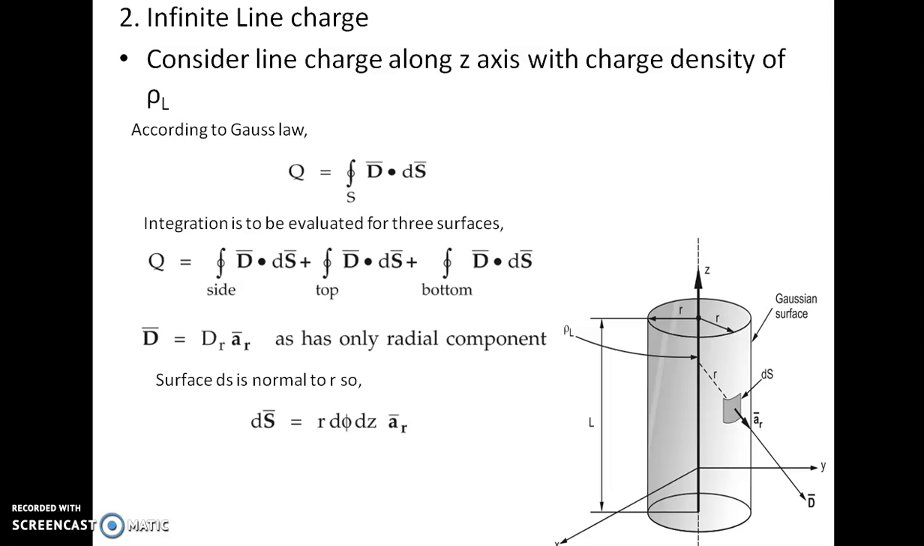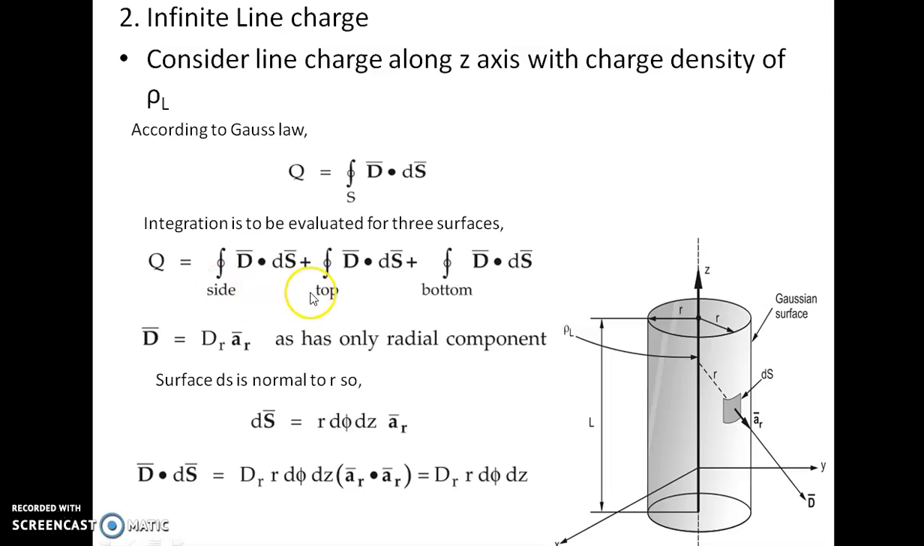So D dot dS, if you take the dot product, will be D_r a_r cap dot r d phi dz a_r cap. If you simplify this, you will get D_r r d phi dz, because a_r cap dot a_r cap will be equal to 1. So you will get only D_r r d phi dz, only the scalar component.